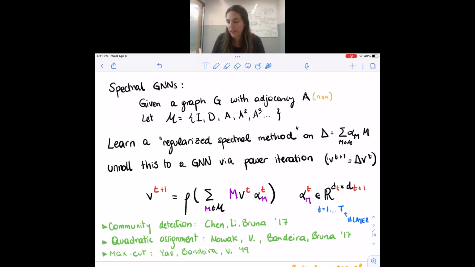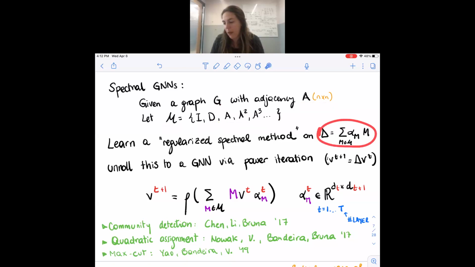The idea is that if you have a graph G, this graph has an adjacency matrix A, which is an N by N matrix, then we can construct a set of operators that depend on A by adding the identity and degree and powers of the adjacency matrix. And then we can learn a linear combination of these operators coming from A.